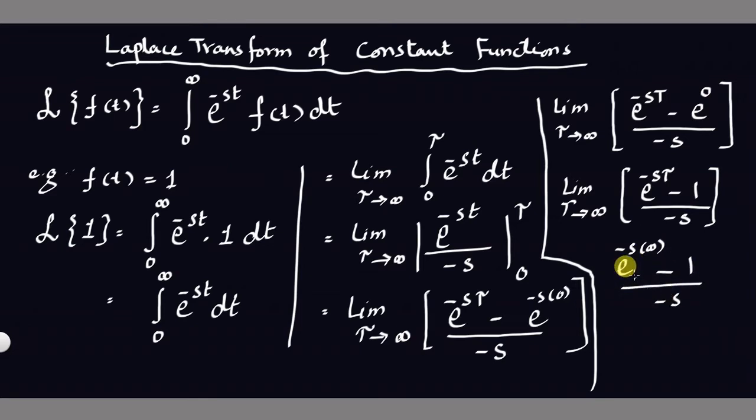Definitely e raised to the power negative infinity will be 0. So we are left with 0 minus 1 divided by negative s, and the final answer will be 1 over s. And we all know e raised to the power negative infinity is always equal to 0. So due to this factor, we have found the Laplace transform of the constant function 1, and that is 1 over s.